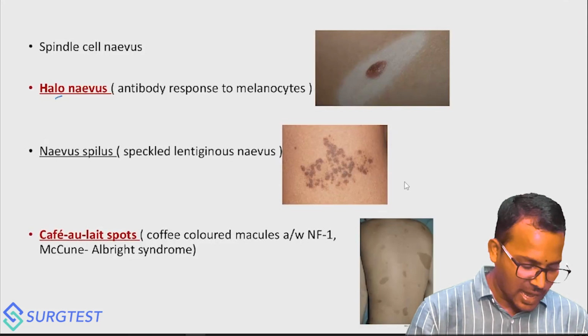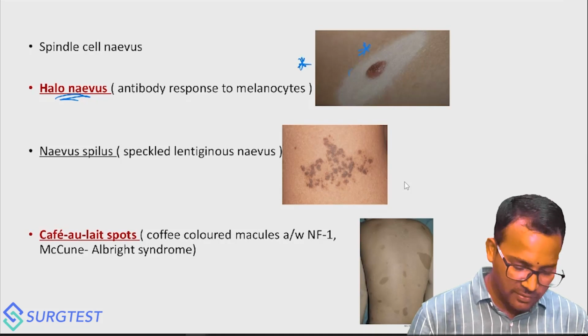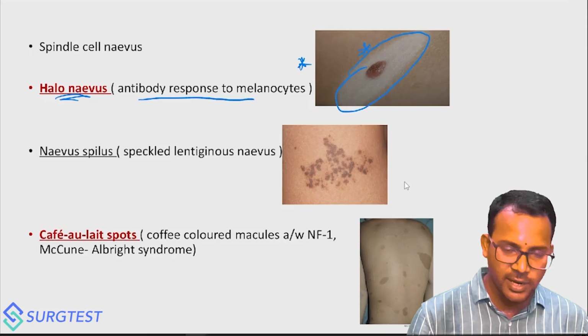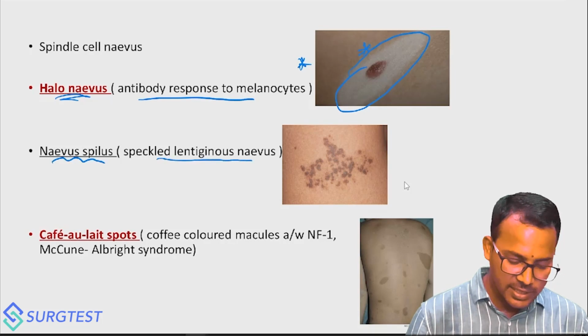You have a halo nevus, and this is the perfect example of a halo nevus. Okay, you have a nevus followed by a halo around it. This is mainly due to an antibody response to these melanocytes. You have nevus spilus, which is a speckled lentiginous nevus.